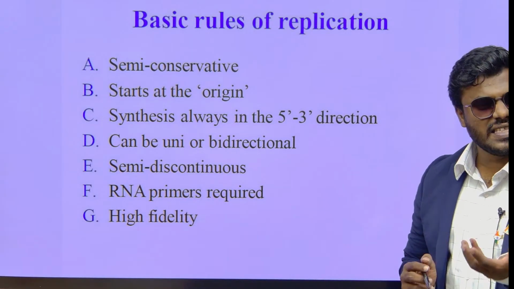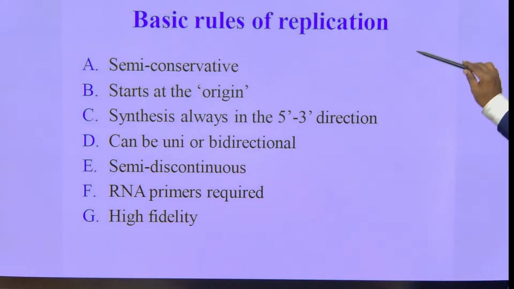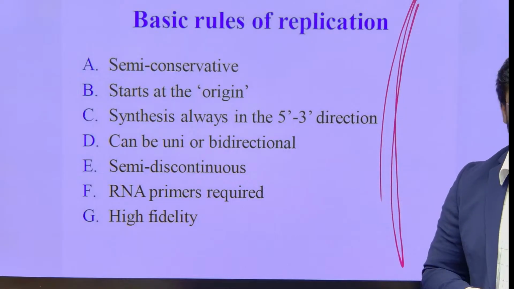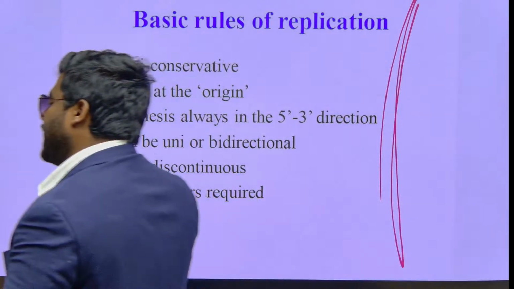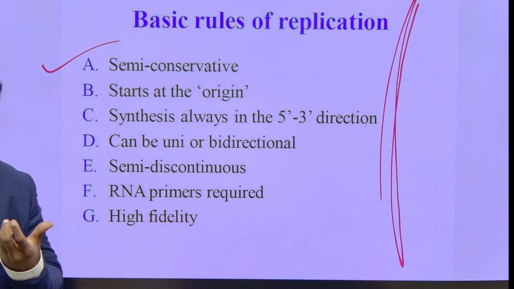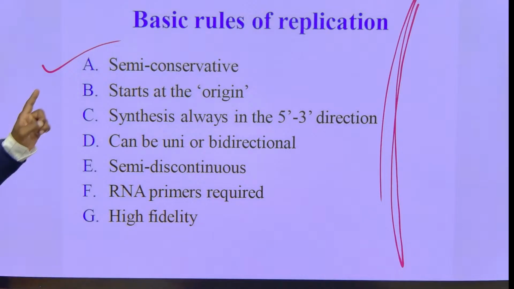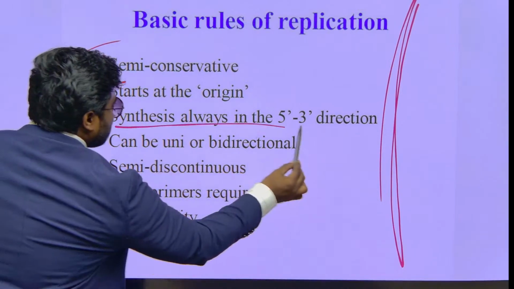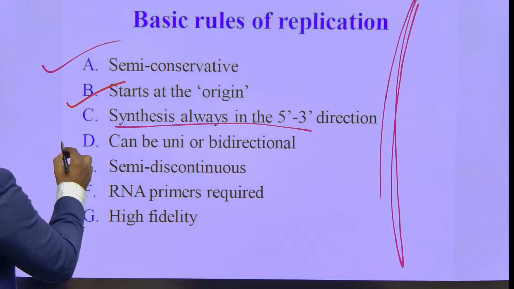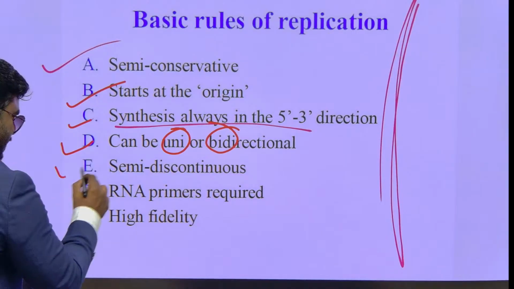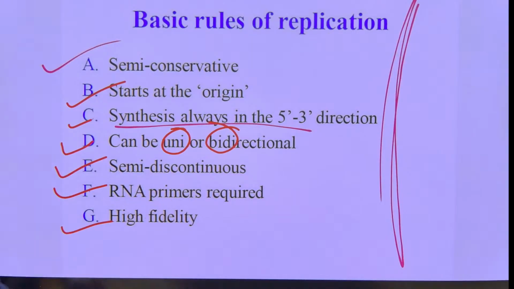Before understanding the enzymology or process of DNA replication, first we have to understand the basic rules involved in DNA replication. Every rule is important, and from these rules we always get numerical or experimental based questions. Number 1 rule, semi-conservative. It has to start at origin. Synthesis should always be in a specific 5' to 3' direction. The direction of replication may be either unidirectional or bidirectional. Semi-discontinuous, requirement of primers. The process has to happen with high fidelity or accuracy.